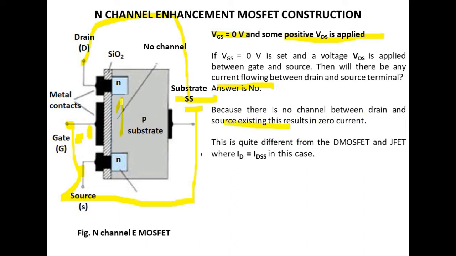Between drain and source there is no path, no channel, no conducting path available. Here we notice that this is quite different from the D-MOSFET and JFET, where we get ID equal to IDSS when VGS was set to 0. But in case of e-MOSFET, there will be no current.